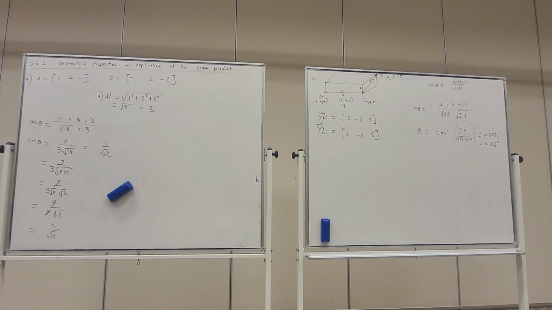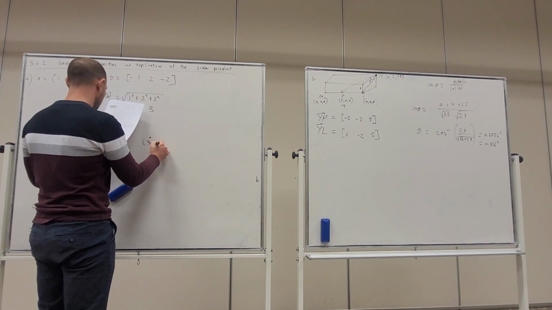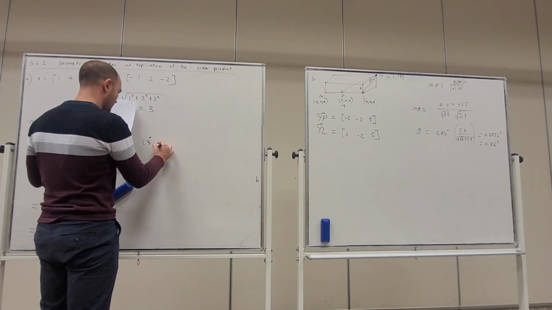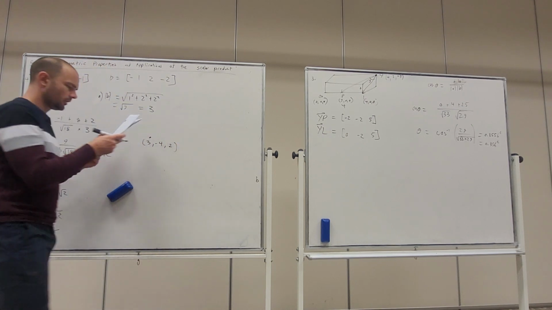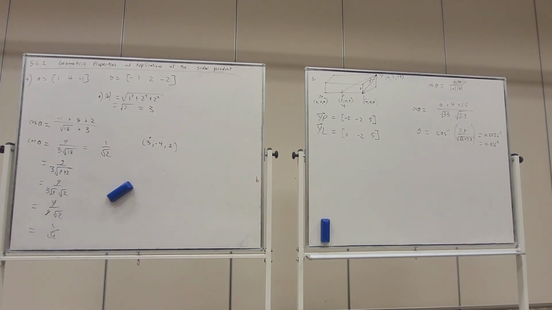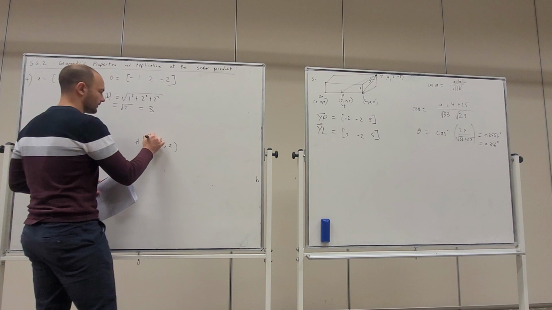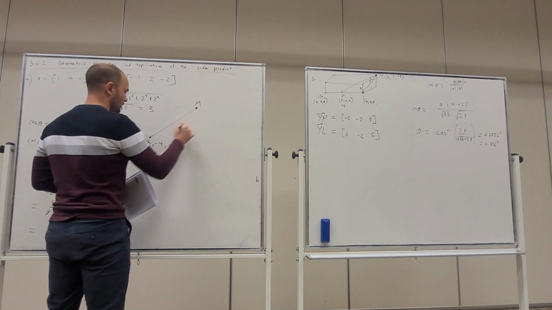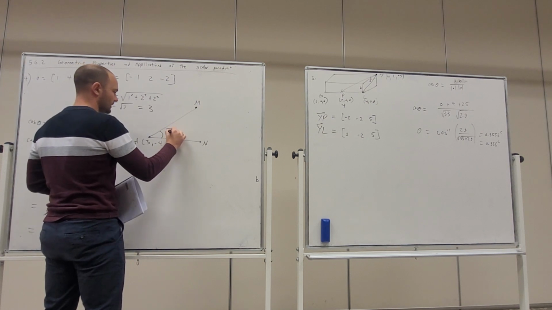Okay, so that's part A, part B. Part C, given point A, so we've got this point A, which has coordinates 3, -4, and 2. Okay, given point A, find 2 points M and N such that the angle between them is pi on 4. So this is point A, we've got 2 points M and N such that the angle between them is pi on 4.